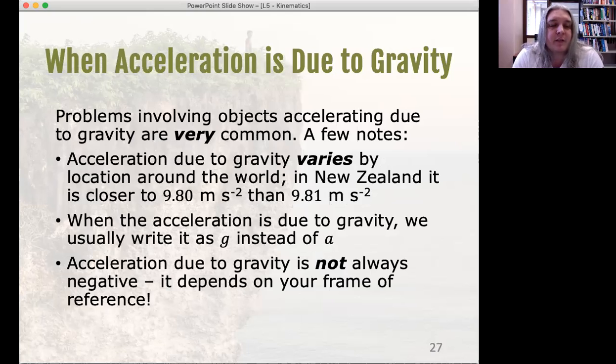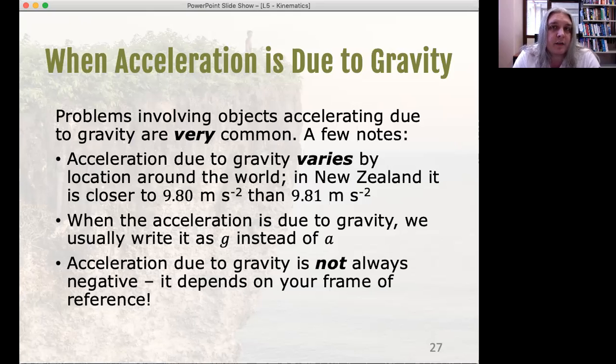But there are a few points to note. Firstly, the rate of acceleration due to gravity actually varies around the world. In New Zealand, it's around about 9.80 rather than 9.81, which is true for a lot of other places, especially North America, and because that's where a lot of textbooks and educators come from, that is a very commonly used value, 9.81. But in New Zealand, it is technically closer to 9.80.